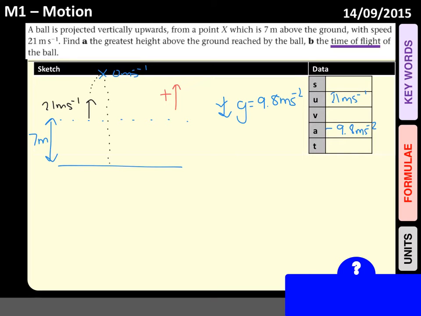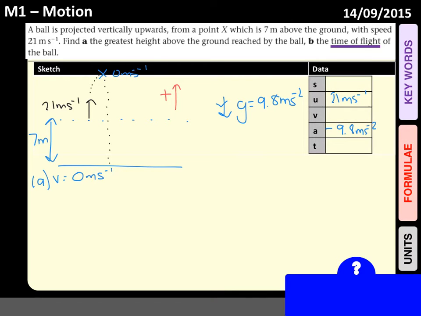Back on part A then, we're looking for the greatest height reached above the ground, and as we're looking for that greatest height, that's going to be where our final velocity is 0 meters per second. Anytime where it asks for your greatest height, that's going to be where the velocity is 0.